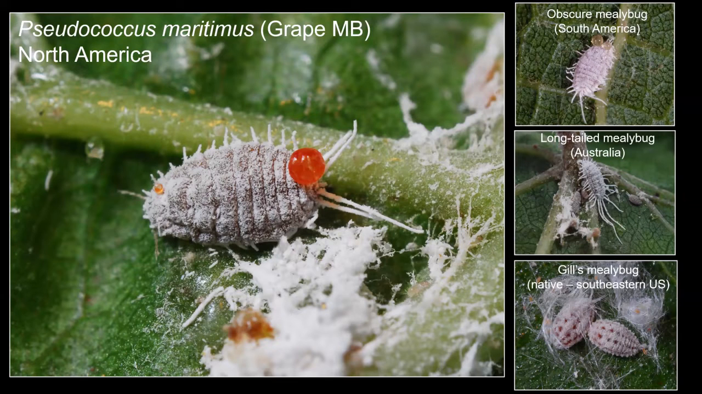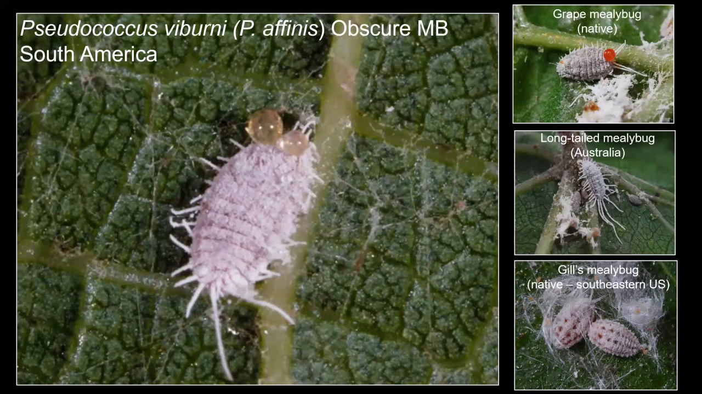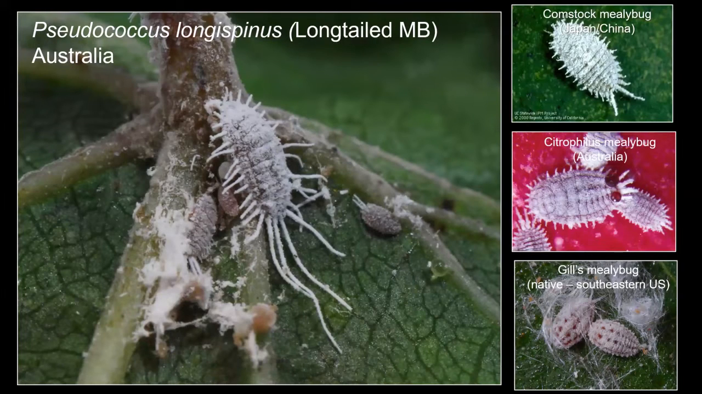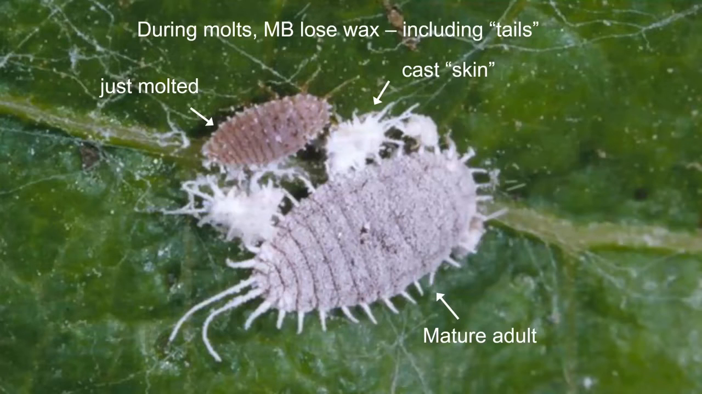It's one of the first of a number of Pseudococcus species. There's also the obscure mealybug, Pseudococcus viburni, from South America. Long-tailed mealybug, Pseudococcus longispinus, from Australia. Note that you can't use these filaments, these tails, always as an identifying feature, because when they molt, they lose that white waxy tail and filament. And so you have to wait for them to get that white waxy back.